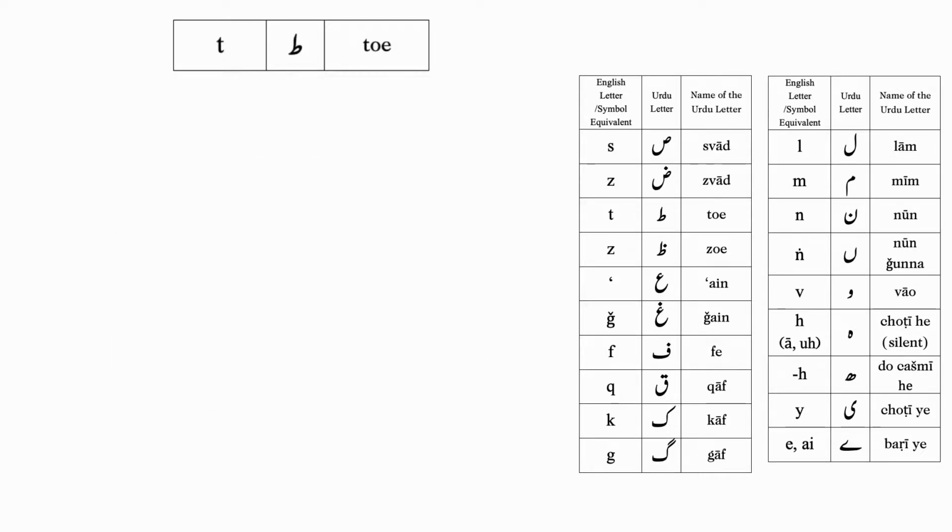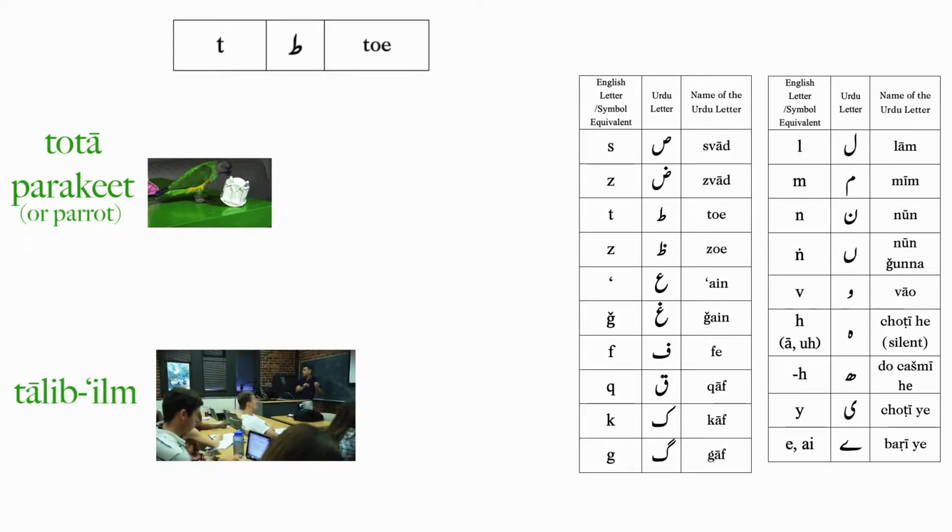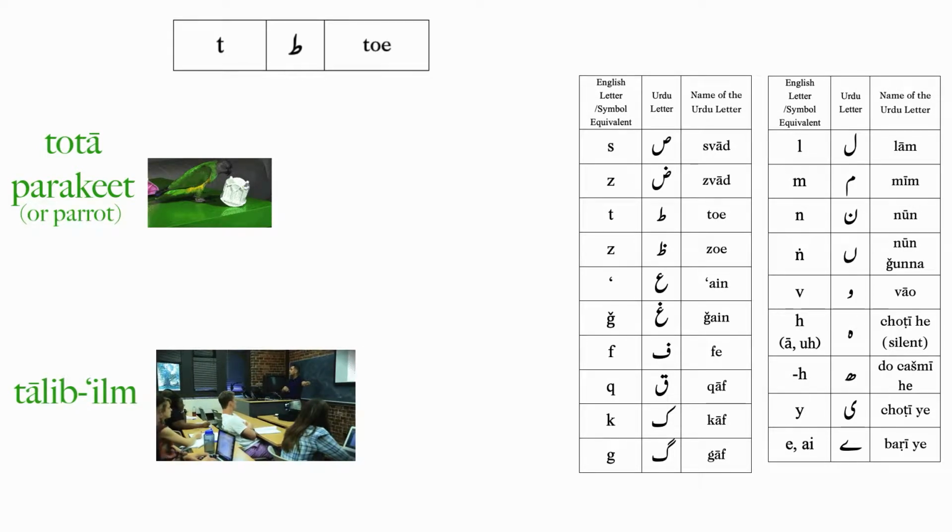Our first word with toy is tota. Tota, which means parakeet. Next we have talib ilm. Talib ilm, which means student. I am a lifelong talib ilm. Just so you know, the word ilm alone means knowledge. A beautiful word in any language. And we'll encounter this word again a bit later.